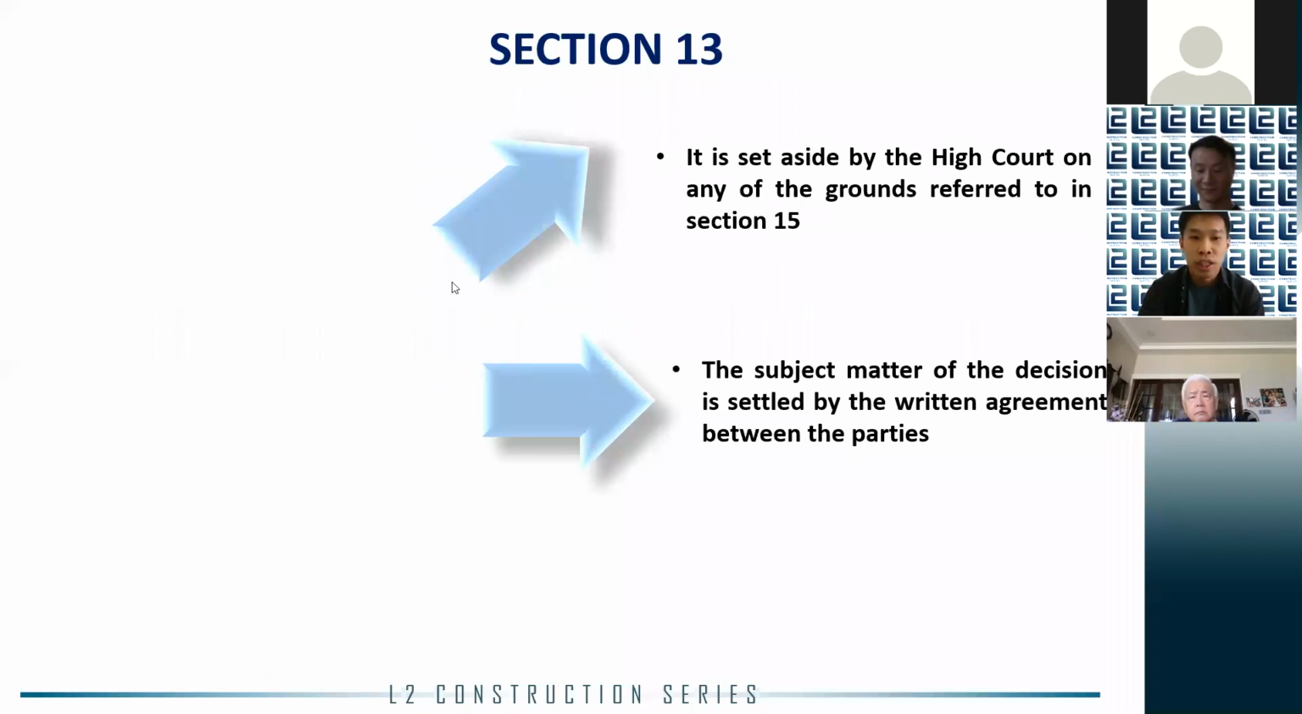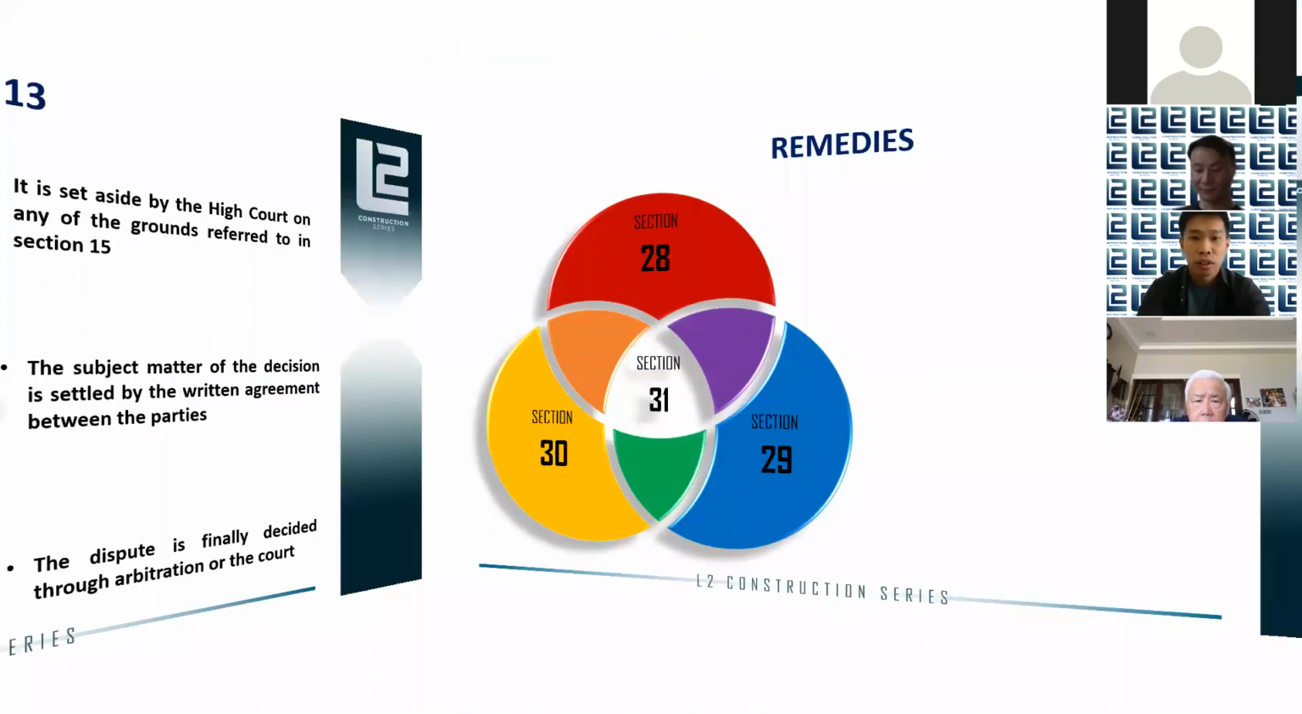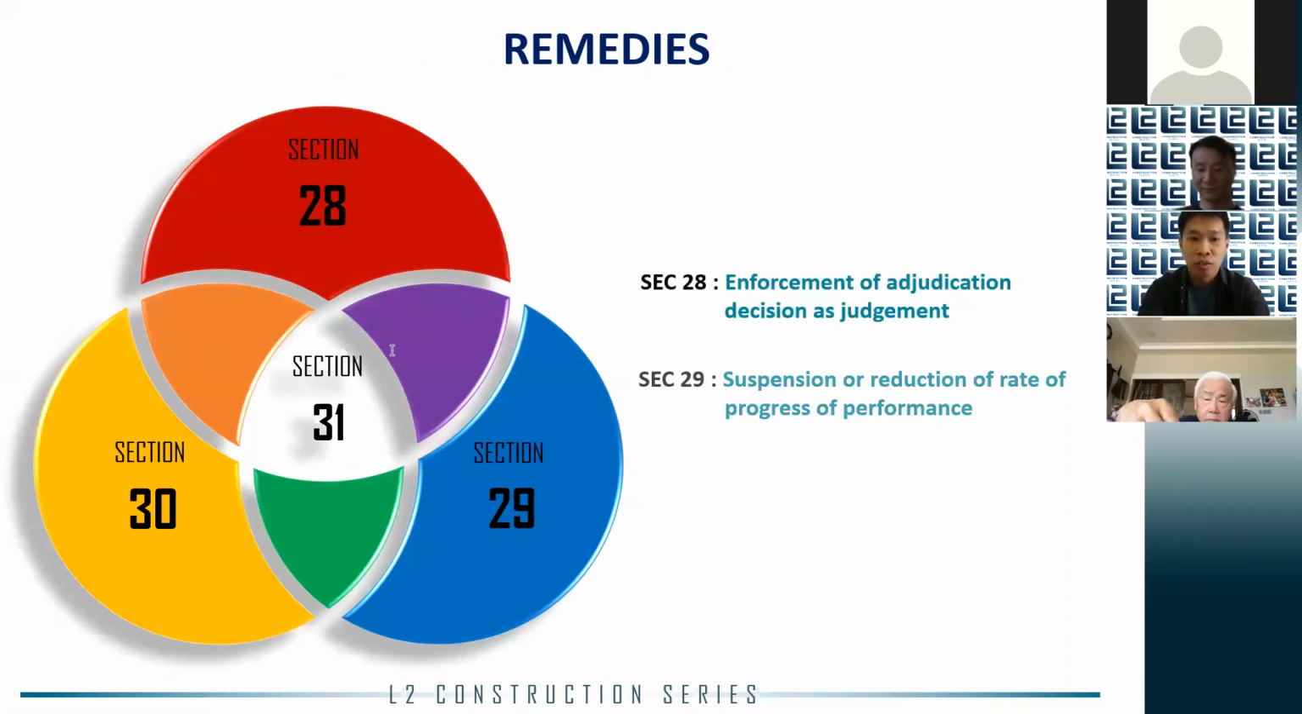Now, pursuant to Section 13 of CIPAA, an adjudication decision is binding unless it is set aside by the High Court or the subject matter of the decision is settled by a written agreement or the dispute is finally decided by arbitration or court litigation. If none of that happens, when the losing party refuses to pay the sum under the adjudication decision, the Act provides a remedy to the winning party, which I will now go through with you.